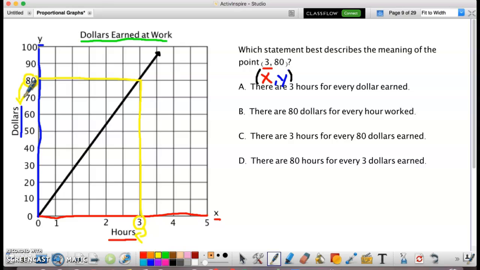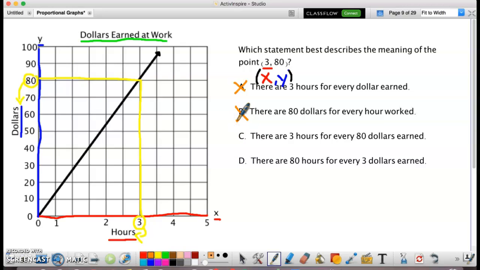Option A says there are 3 hours for every dollar earned. That would mean that I only make $1 for every 3 hours, and the graph shows that we make $80 for every 3 hours. So option A is definitely not correct. Option B says there are $80 for every hour worked. That means that for every 1 hour, I would have earned $80. But we know from the graph that it took us 3 hours to earn $80. That one is also incorrect.